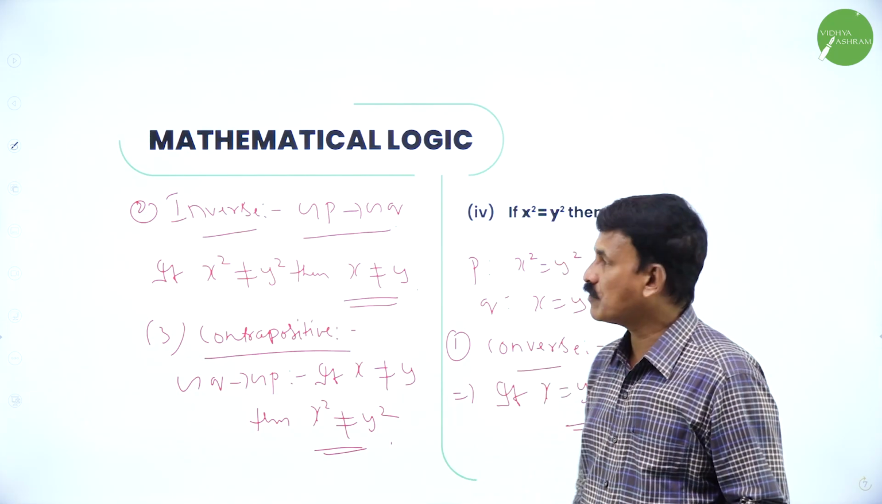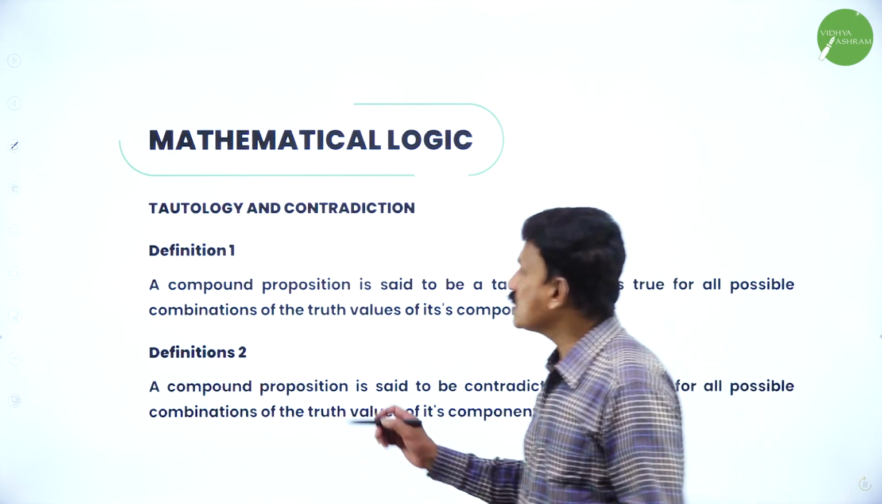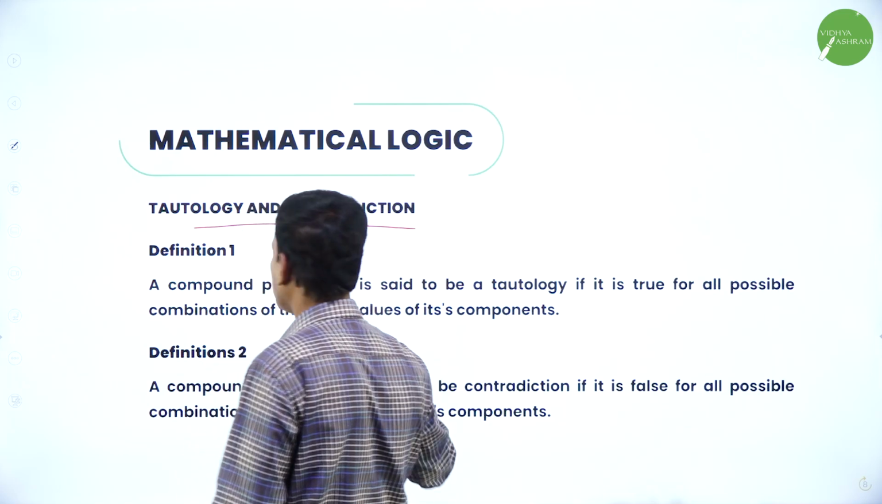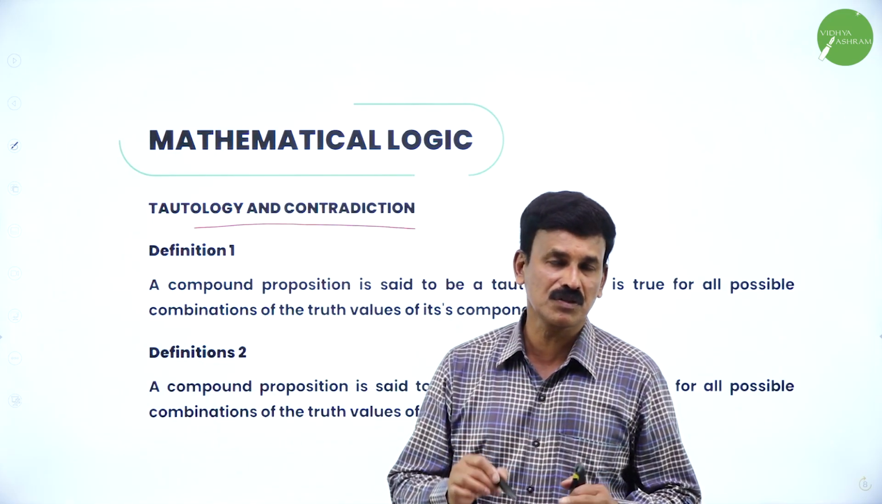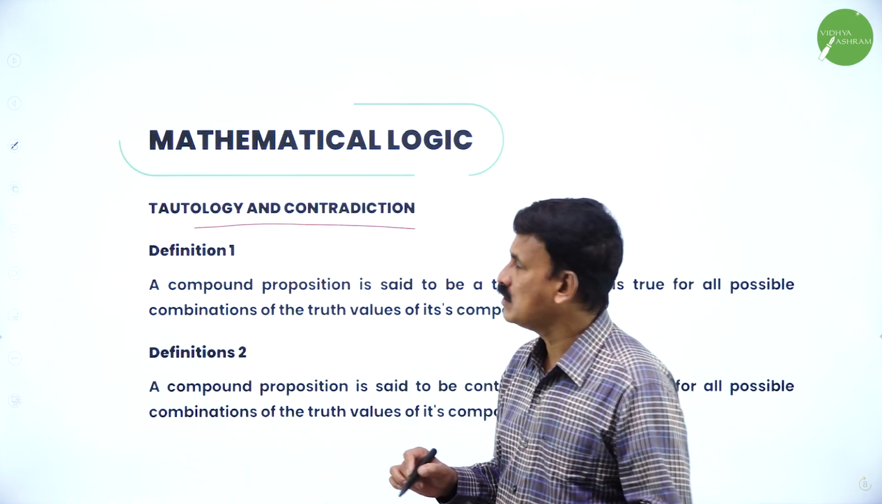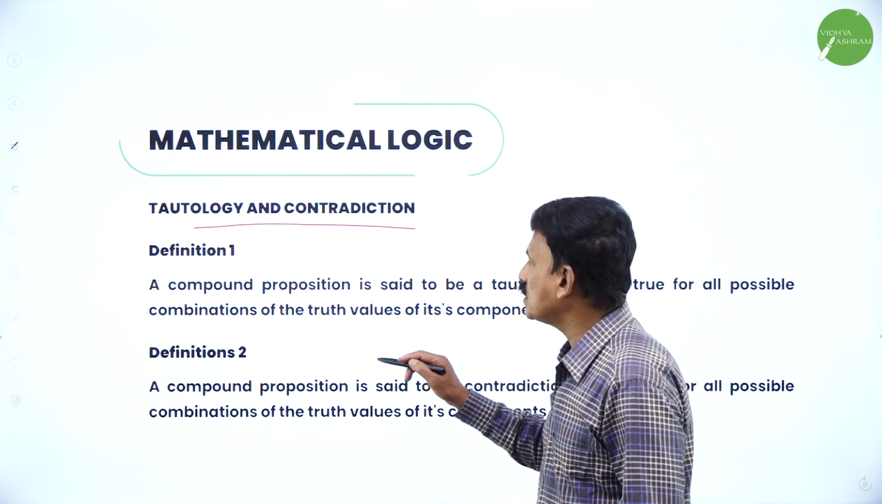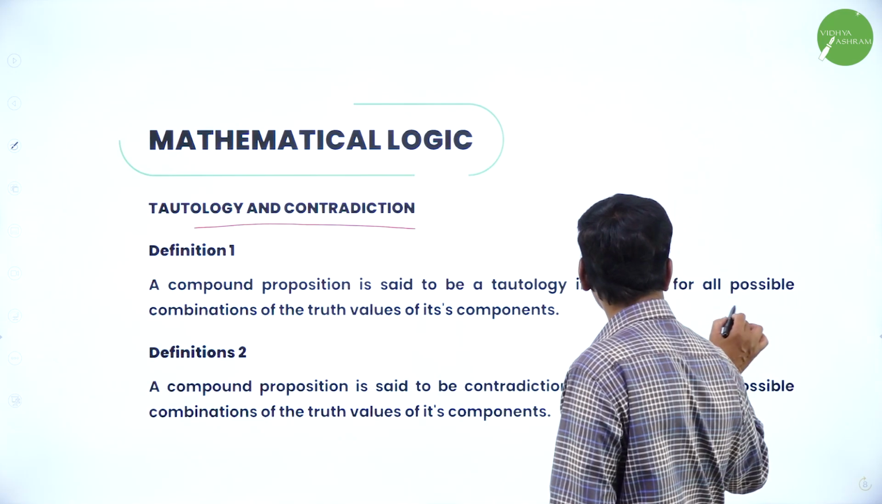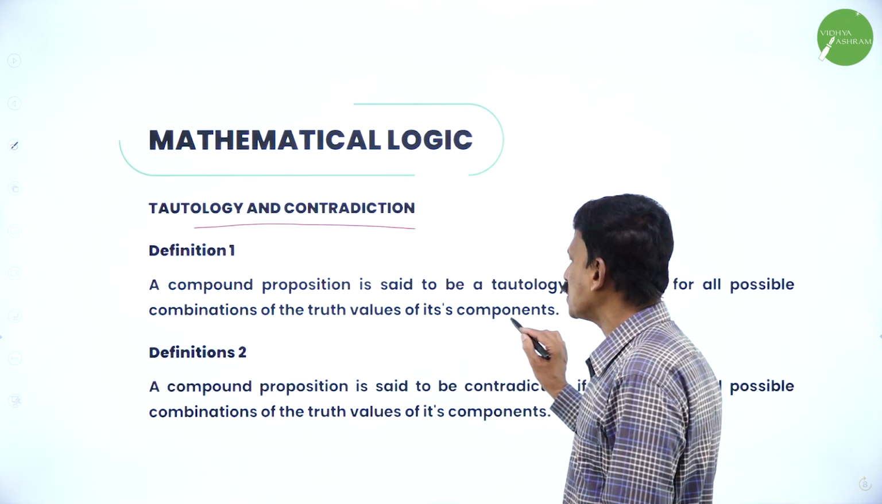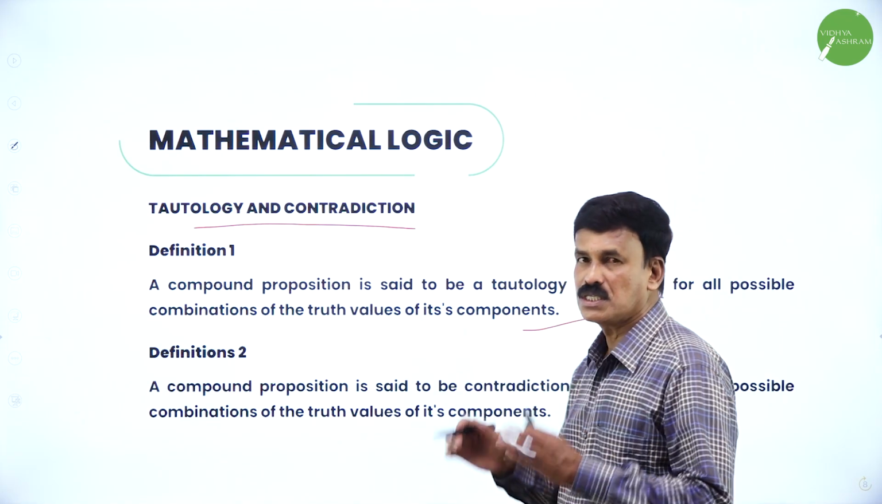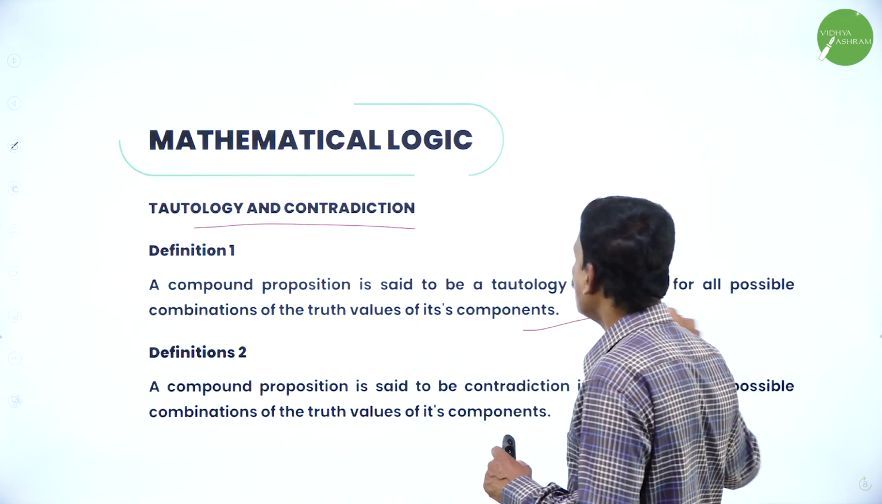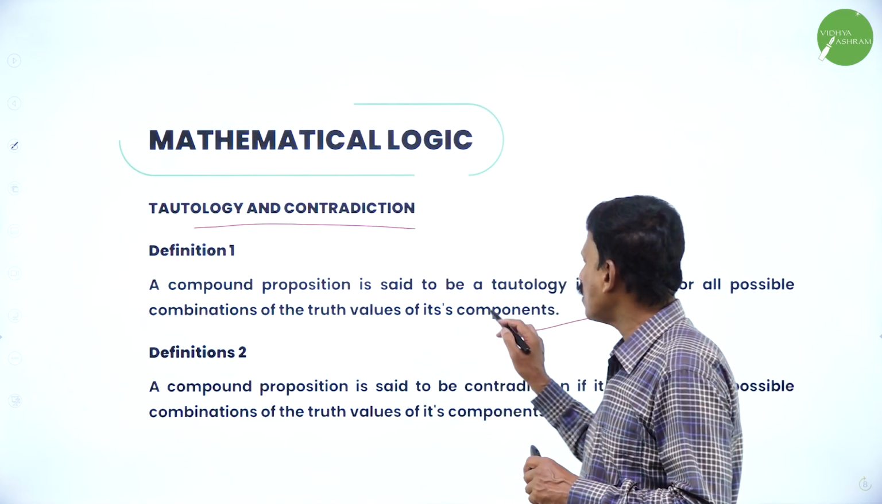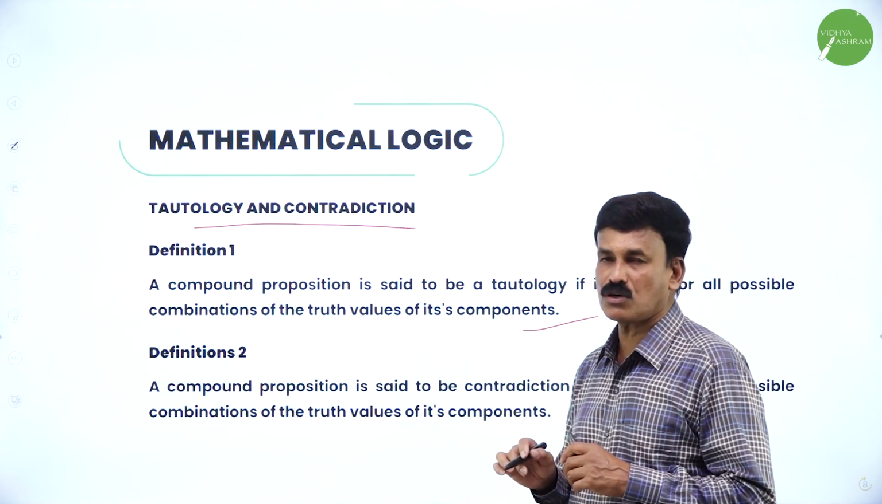Now, move on to the next set of problems. Next concept is tautology and contradiction. This is very important. You can expect a 5 marks question from tautology and contradiction. What is the definition? A compound proposition is said to be a tautology if it is true for all the possible combinations of the truth values of its components. If all the combinations of its truth values are true, then it is called a tautology.